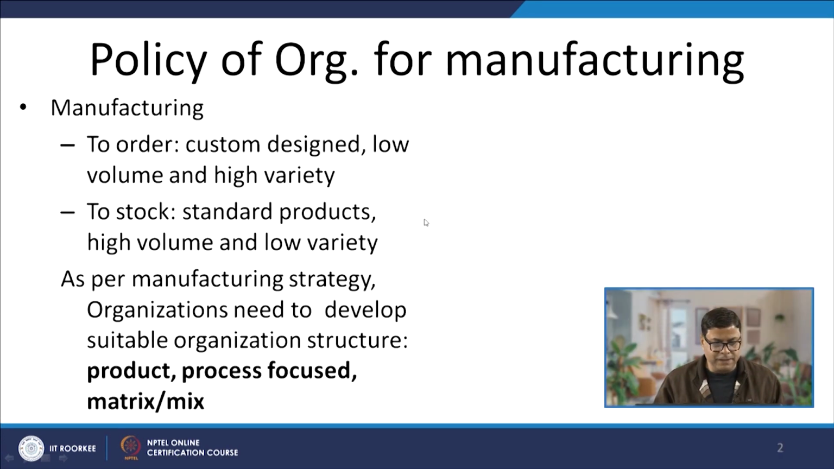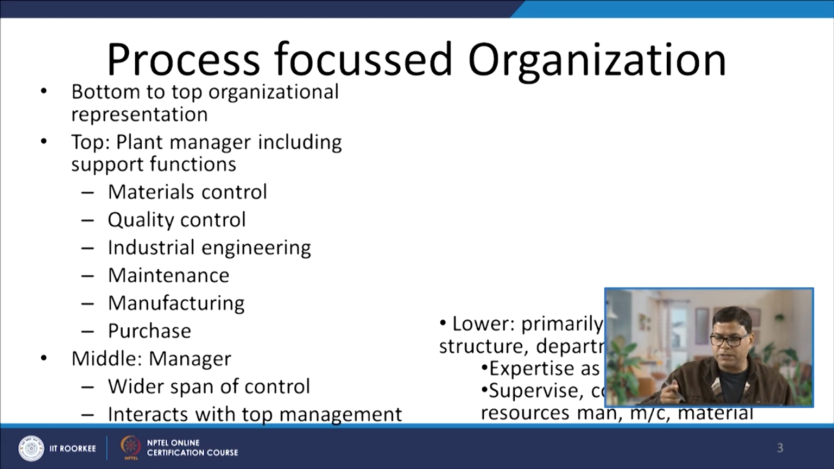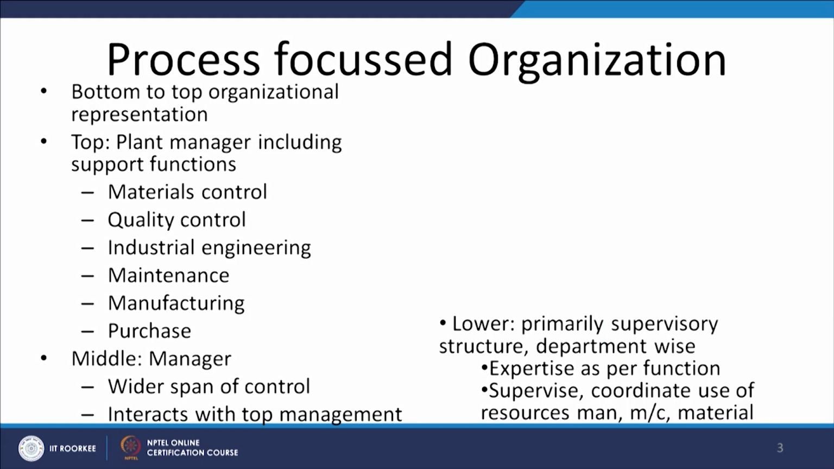So, if we see, this is about the policy of the organizational structure. First of all we will see the process focused organization. At the lower level the job is at the supervisor level. These supervisors are there according to the function and department. They have expertise as per the function, and they supervise and coordinate the use of the resources like man, material and machine.